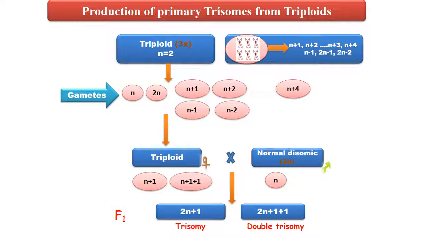And this triploid condition will segregate into N plus 1 and N plus 1 plus 1, further crossed to normal disomic condition. So when F1 are observed, it will yield trisomy and double trisomy condition. Remember, when triploids are crossed with normal disomics, that will yield trisomy and double trisomy. That may give other kinds of progeny also, but for our clarification here I have taken trisomy and double trisomy.